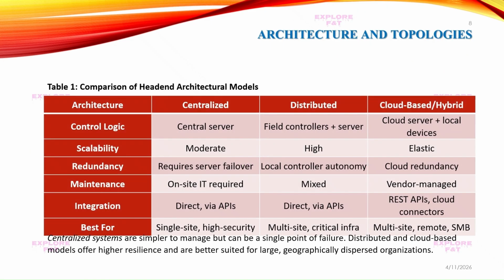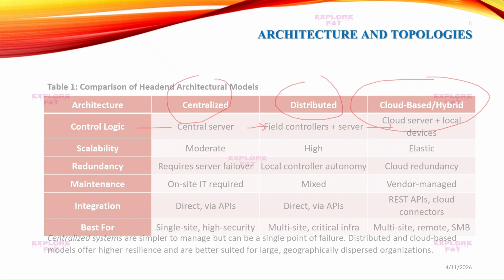Next one: here is the comparison chart of the architecture models. Here it's described for centralized, distributed, and cloud-based or hybrid models: control logic, scalability, redundancy, maintenance, integration, and best for. This is very easy to explain, you can read this, no need to explain further, it will take more time. Okay, so we are going to the next slide.